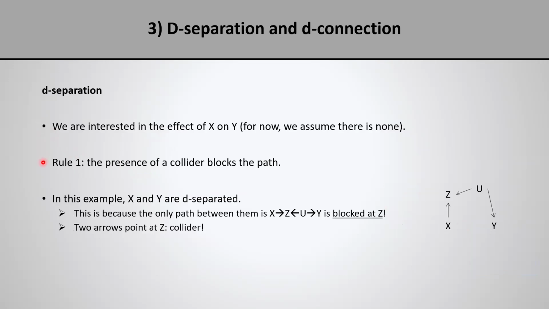So the first rule of d-separation is that the presence of a collider in a path blocks the path. So let us consider this example. We have X and Y, and we have one path between X and Y, the path X, Z, U, and Y. Is this path open? Is this path blocked? Well, this path is actually blocked because it contains a collider Z. So we would say that this path is blocked at Z, and since there is no other path between X and Y, we would say that X and Y are d-separated.